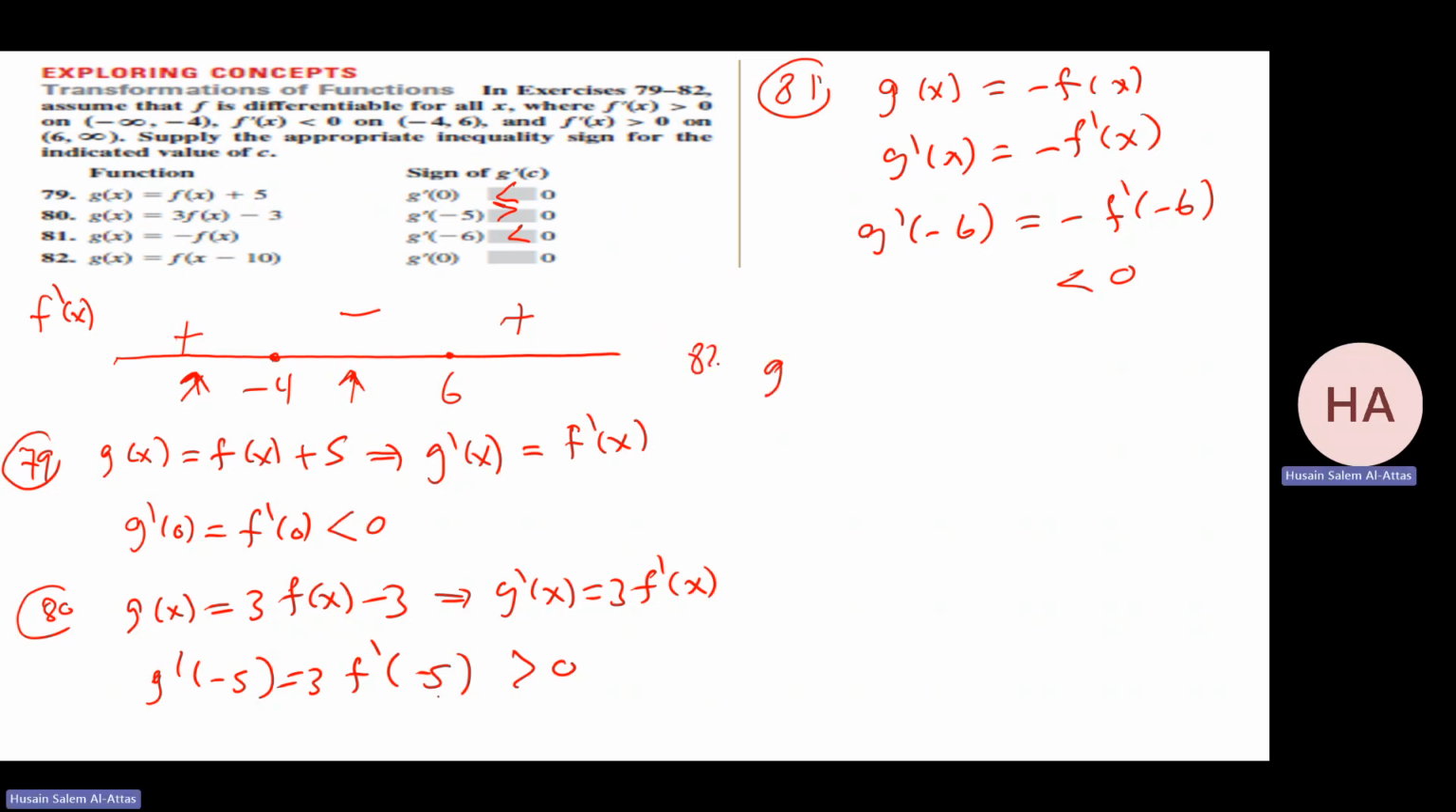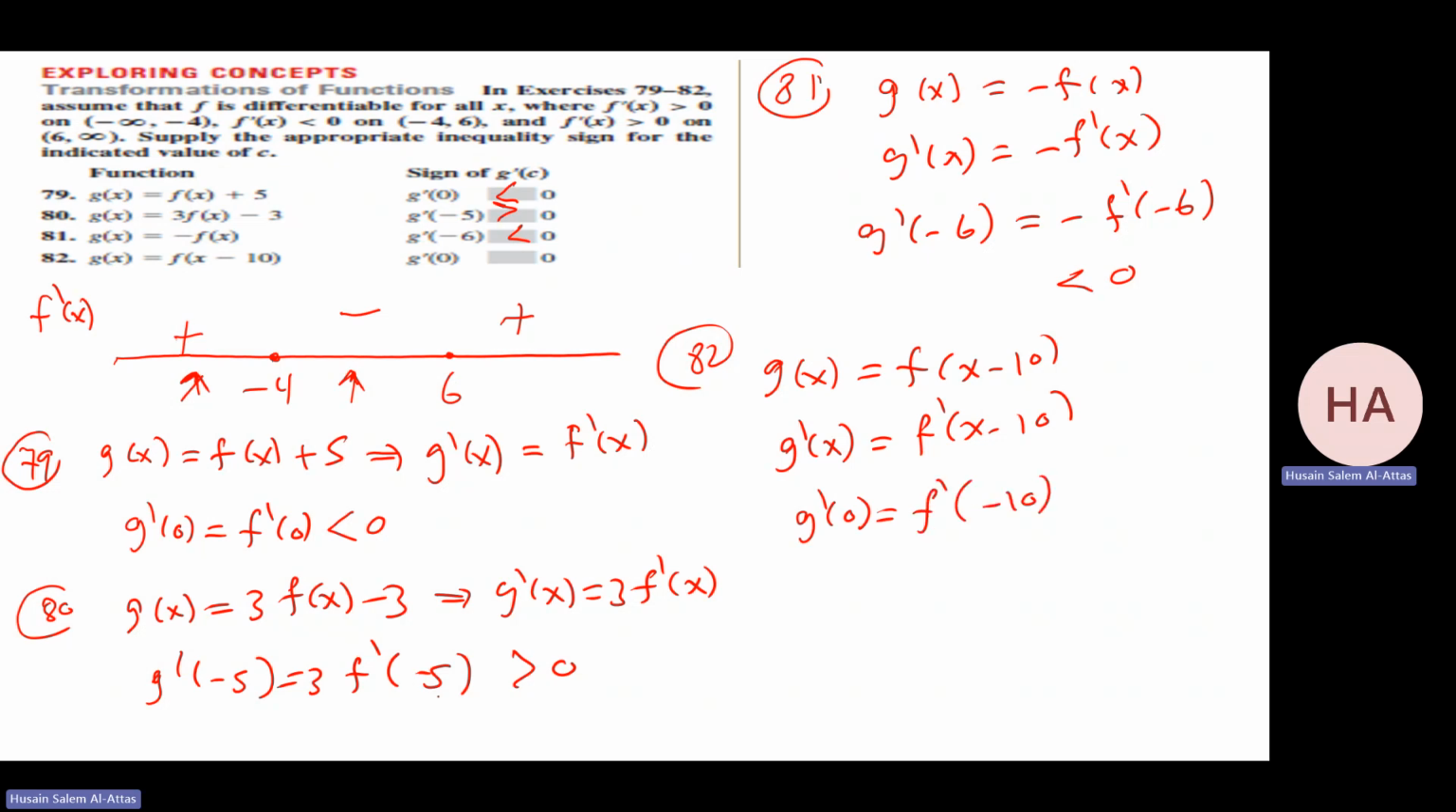G of x is f of x minus 10. What will be G prime? It will be f prime at x minus 10. So it will be G prime at 0. G prime at 0 will be f prime at -10. Where is -10? -10 is here. So it will be positive. So that will be positive. I think it's clear.